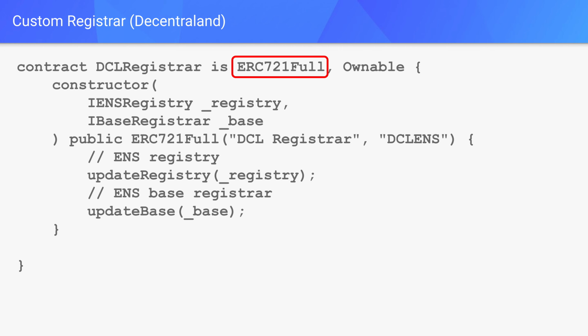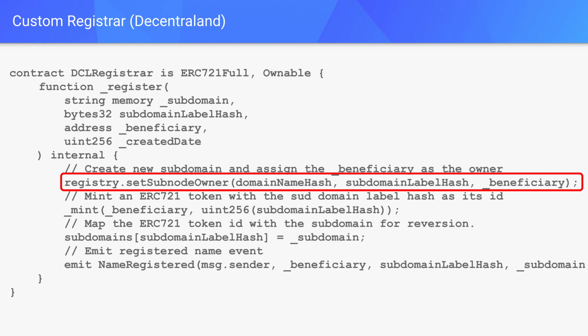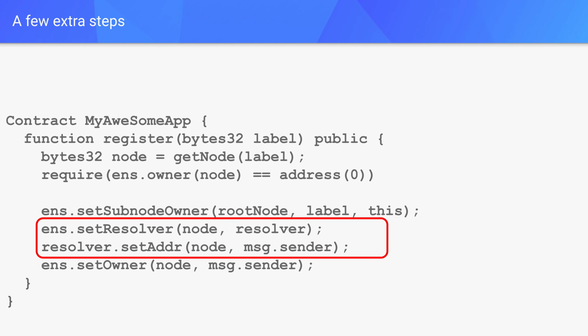They have something called DCL Registrar, which inherits the ERC721 contract, and when it gets deployed, it passes our registry information. When you register their name, you call registry.setSubnodeOwner, which basically creates a subdomain under your domain, in this case dcl.is, and while you do that, you also mint an NFT. That's the basics.